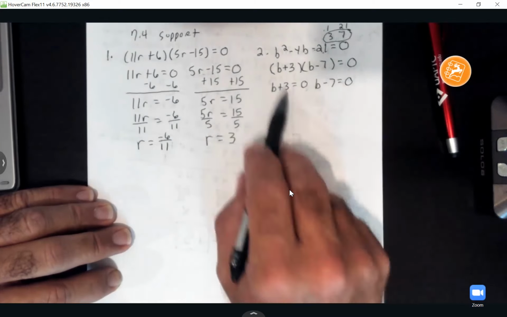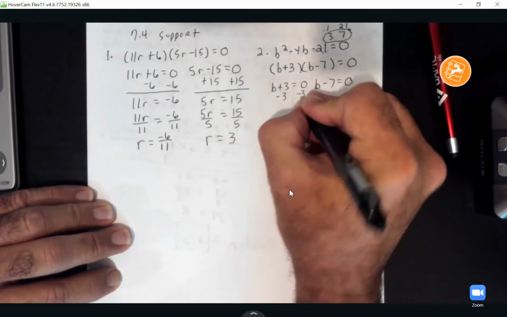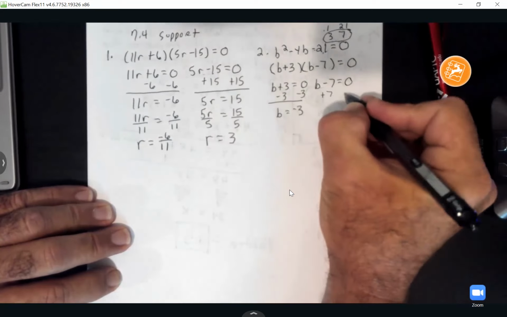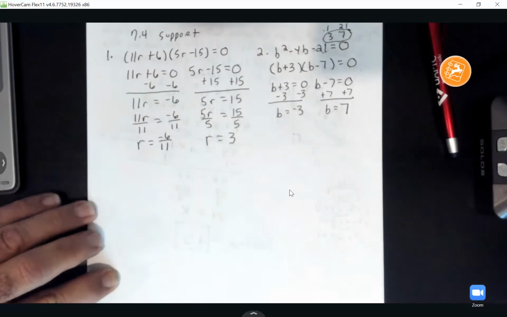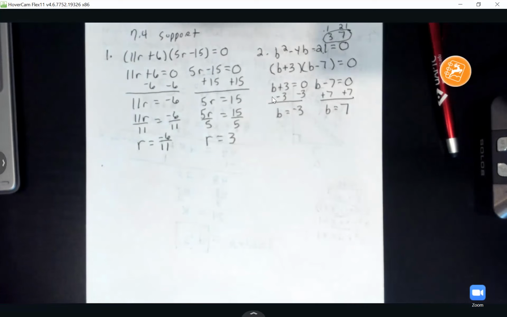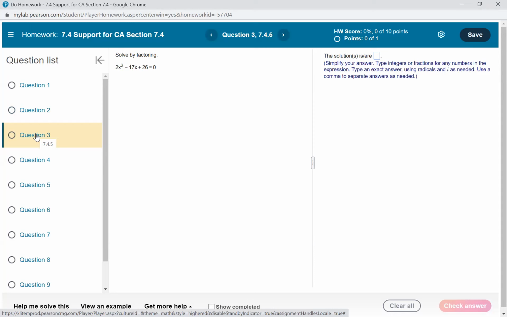And the rest of this, really, to get the answers, all we're doing is changing these signs. Because here I got to subtract 3, and I get b is a -3. On this one, I'm going to add 7, and I get b equals a +7. All right, let me go back and see what we want next. When you write your answer on there, do you just put -3, 7, and then the same for number 1? That's it. Okay.